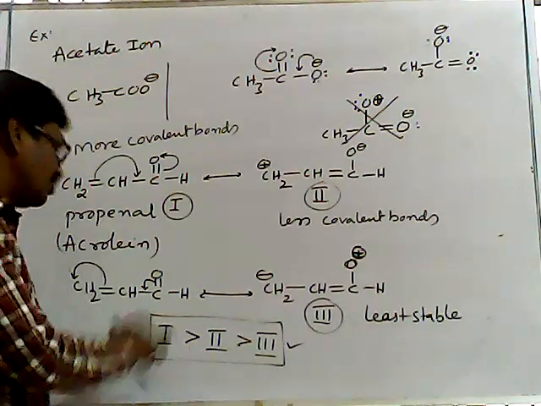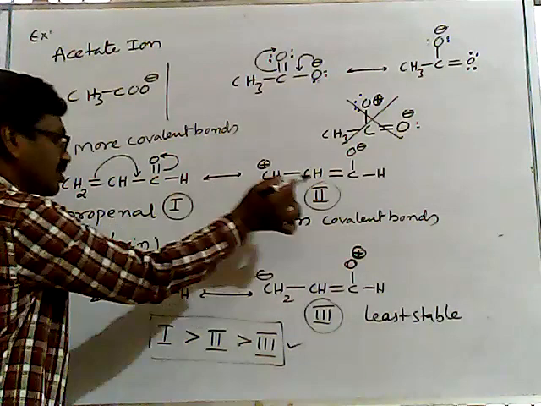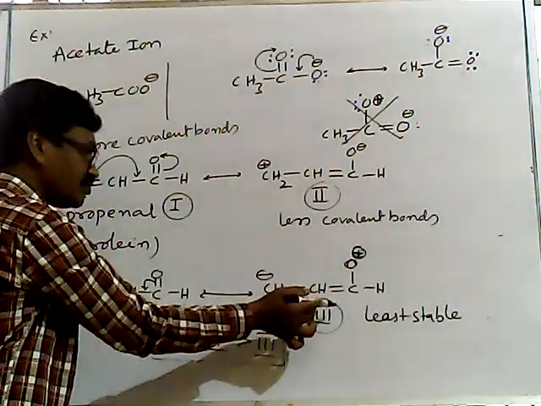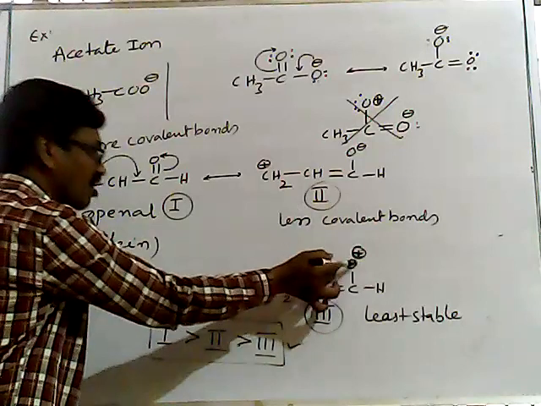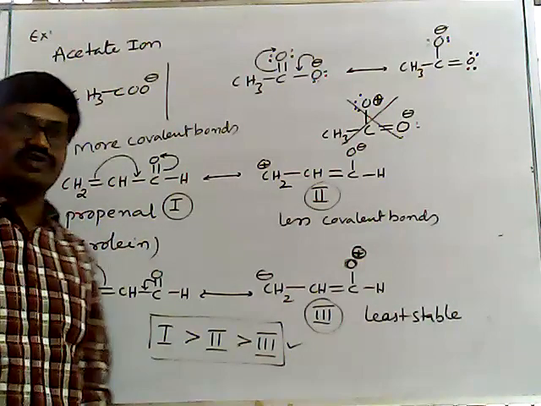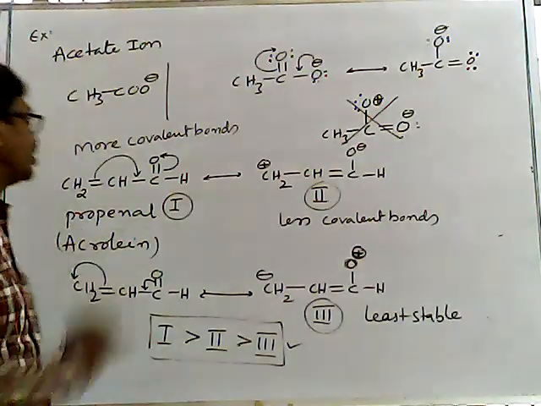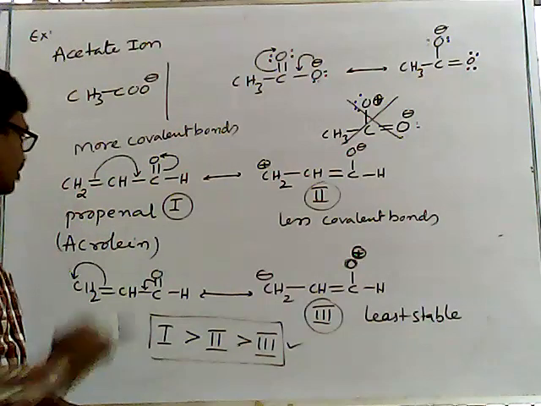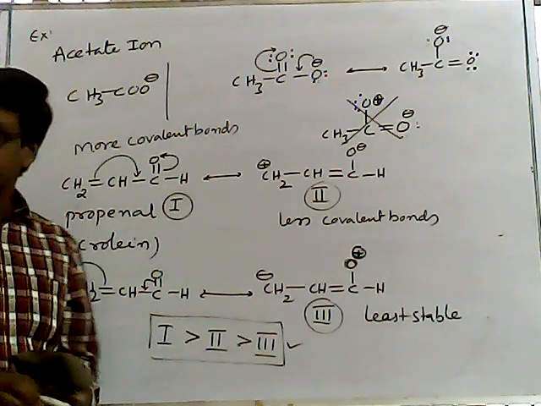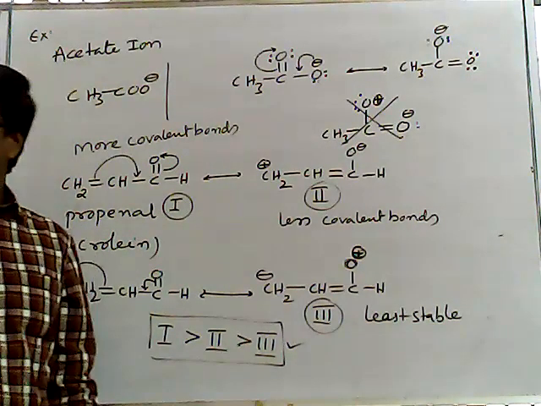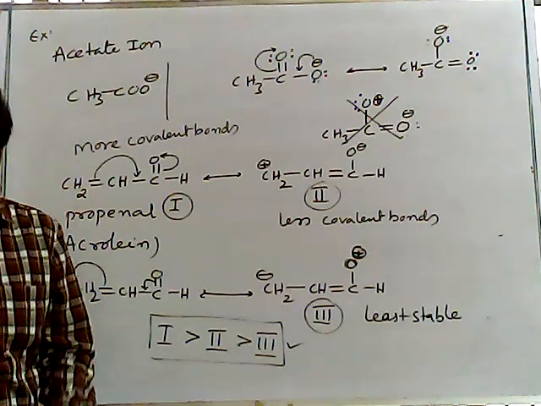Why is it so? Because here more covalent bonds, here less covalent bonds. Here the same number of covalent bonds, but oxygen takes the positive charge. It is not correct. So this is about acrolein resonance form. We have different other resonance forms also.